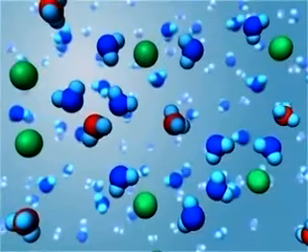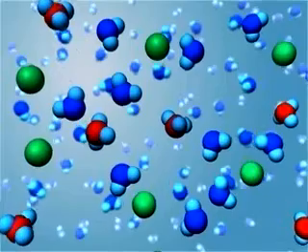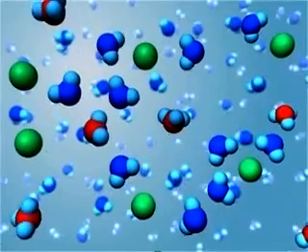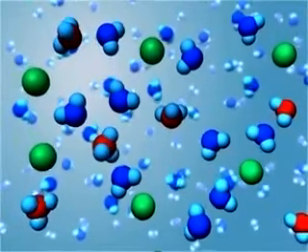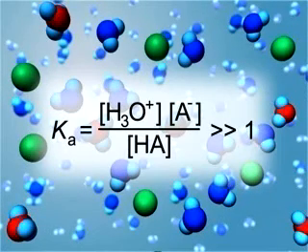Therefore, a strong acid solution consists of hydronium and A- ions in water and virtually no HA. It follows that the acid dissociation constant Ka for a strong acid is very large.